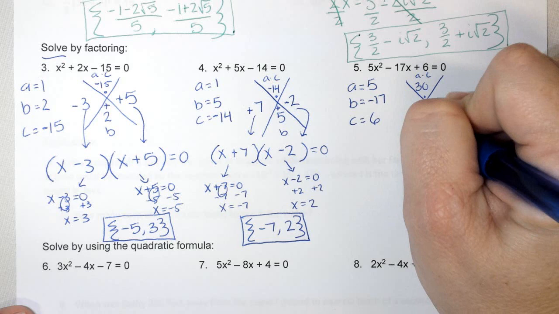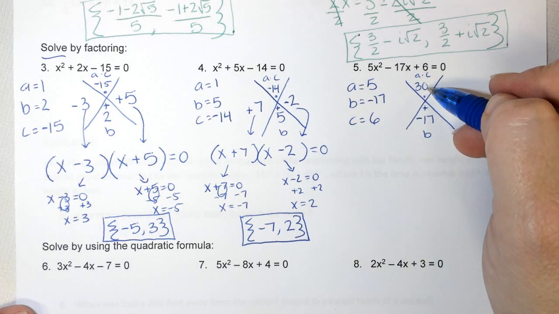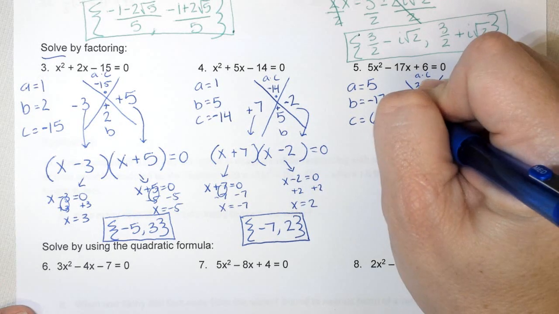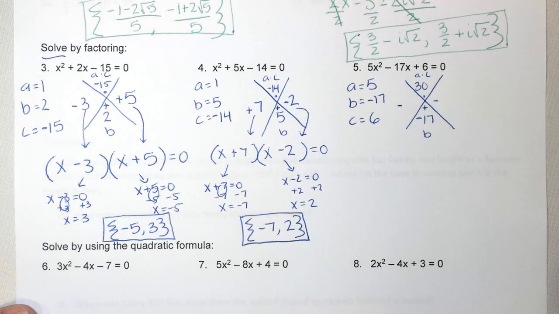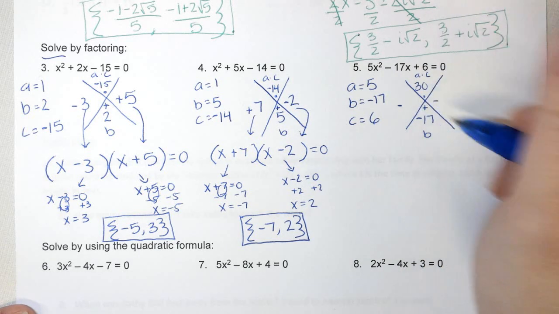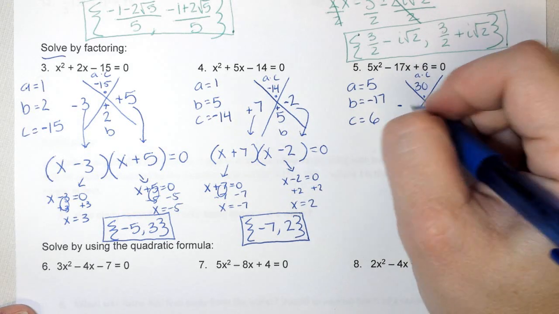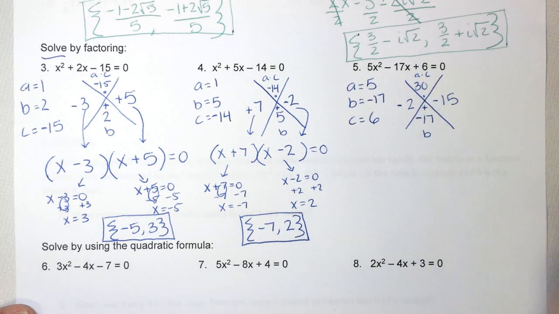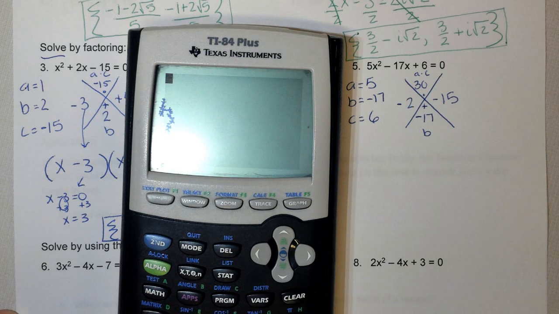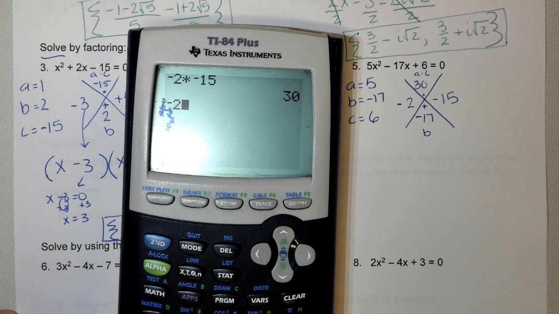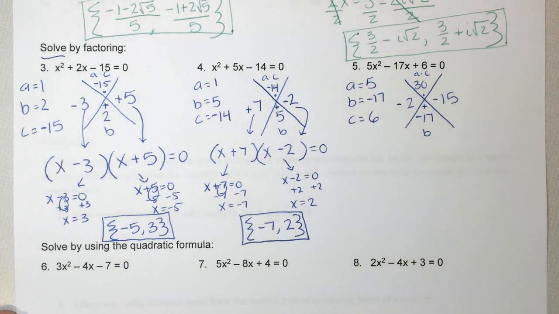B is negative 17. Now when your top number is positive and your bottom number is negative, I want you to remember that's when you have a double negative. Okay, because 2 negatives multiply to give you a positive and add to give you a negative, and it's going to be 2 and 15. And again, if you're doing it on your own, check your work. Negative 2 times negative 15 is positive 30. Negative 2 plus negative 15 is negative 17, so we did it correctly.